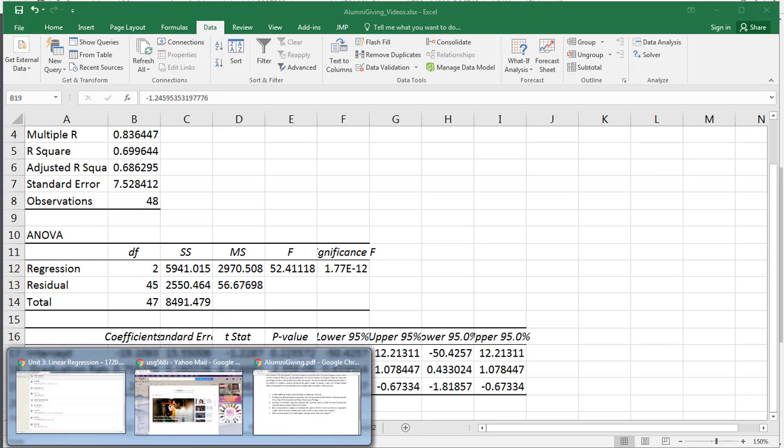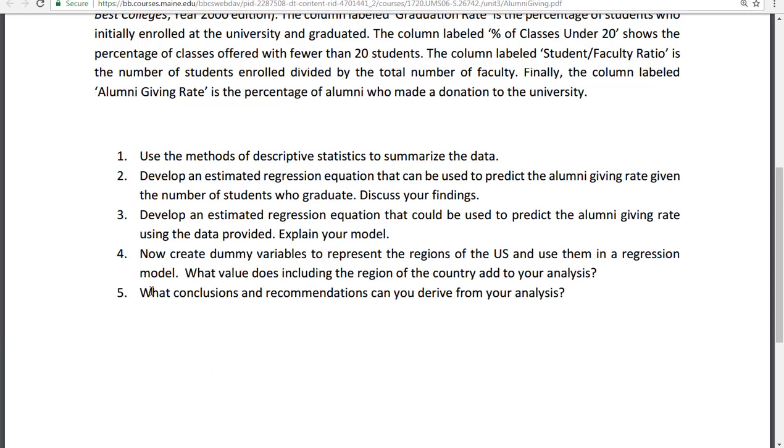The last question on here was, what conclusions or recommendations can you derive from your analysis? So it appears that the best thing to do using the data that we have is to look at student-faculty ratio and the graduation rate to help me understand what the percentage of alumni giving is going to be. Now, other things that would be interesting is what's the cutoff for determining an alumni giving rate? Is it $5? Is it $25? Is it $1,000? How much? What are we actually tracking here for a giving rate?